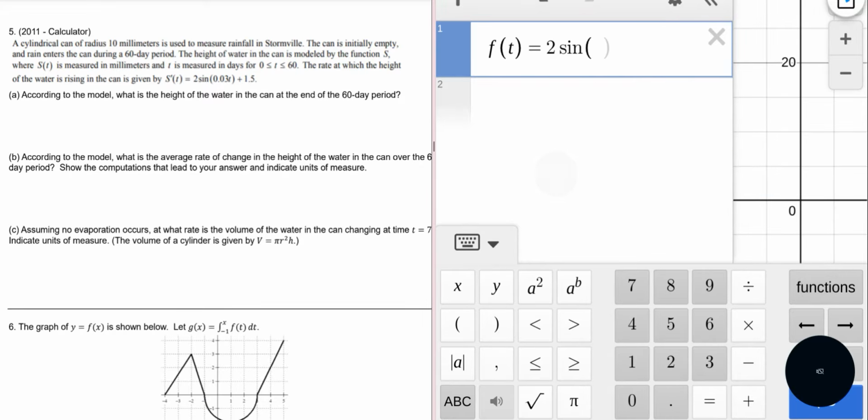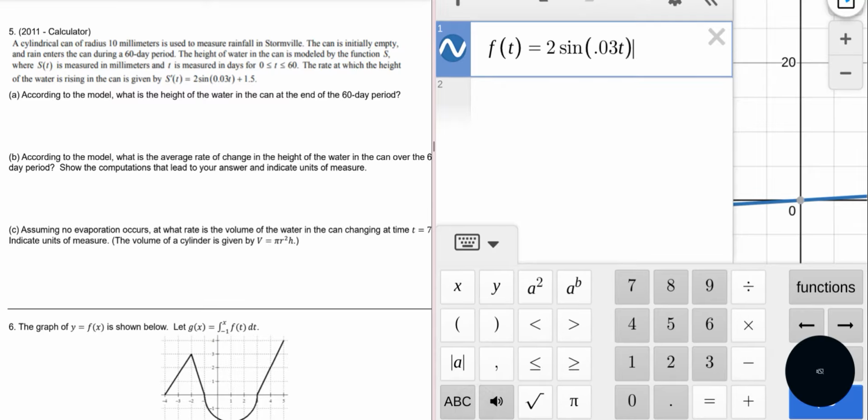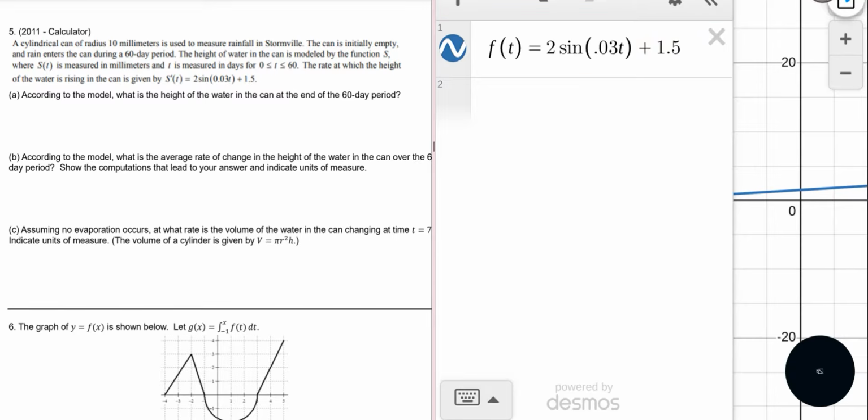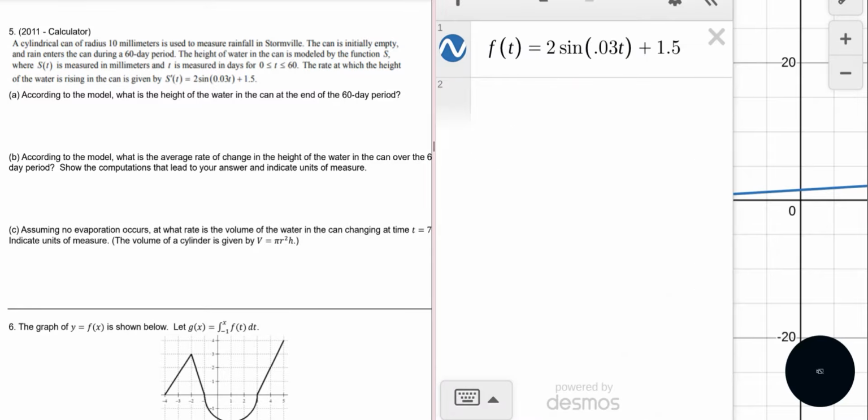All right, I'm typing in S prime of t over here, but maybe I'll just call it f of t, rather than defining a derivative. I don't think I have any experience defining a derivative. I probably would not recommend that myself. 2 sine of 0.03 t plus 1.5. Okay, so I've got that. Now, I might just go ahead and make sure that I am in radian mode. I'm just very paranoid about that. Oh yeah, 0.03 t, that's going to make it grow very slowly.